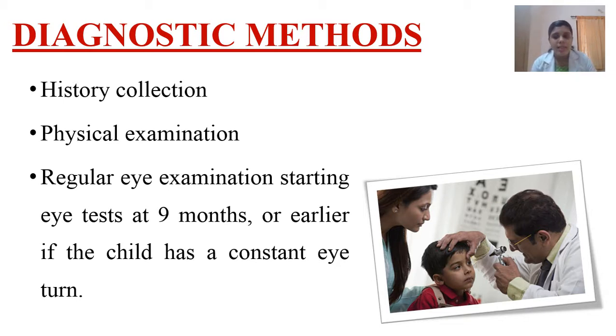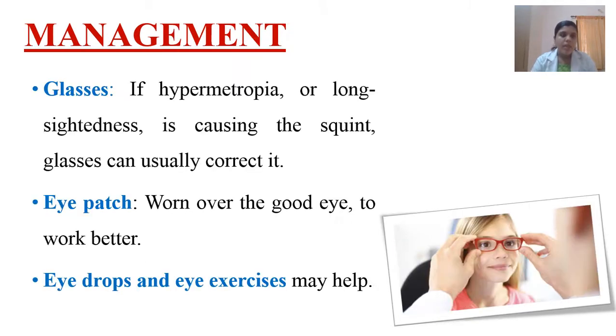And in the physical examination, all the clinical varieties of this strabismus can be visible at the time of physical examination. Then regular eye examination can also be done, and in small babies, this can be started from the ninth month, because if you do the eye examination before that, the child won't give you the correct response. Okay, and coming to management, how can we manage?